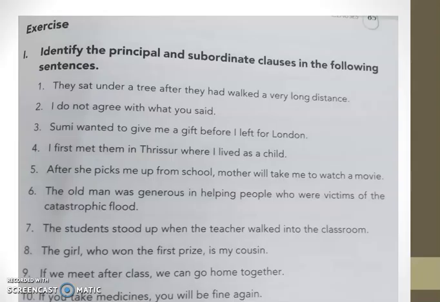The first question: they sat under a tree after they had walked a very long distance. If you take a look, it's very clear that it has two clauses. The two clauses are they sat under a tree and after they had walked a long distance. So it is very obvious. The one that can stand alone is the first part. They sat under a tree. The subordinate clause is after they had walked a very long distance.